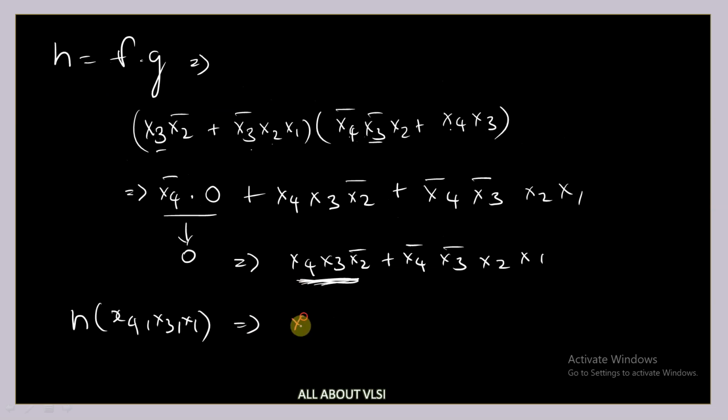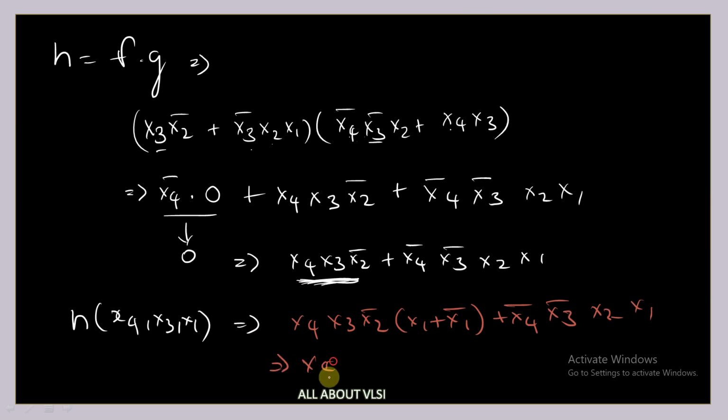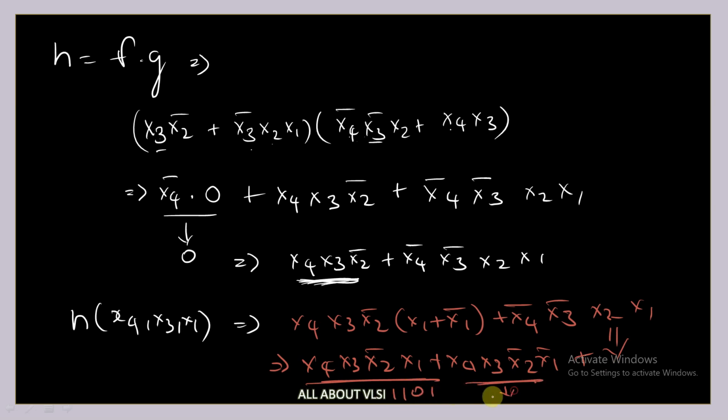So that is nothing but x4, x3, x2 bar into x1 plus x1 bar plus x4 bar, x3 bar, x2, and x1. Okay. So that means our answer will become x4, x3, x2 bar, x1 plus x4, x3, x2 bar, x1 bar plus this one. Now what is the minterm here? It is nothing but 1101, that is 13. And what is the minterm here? 12. So 12 and 13.